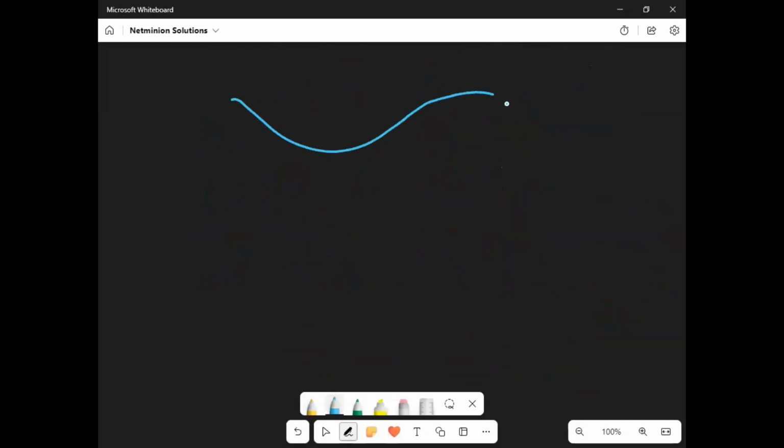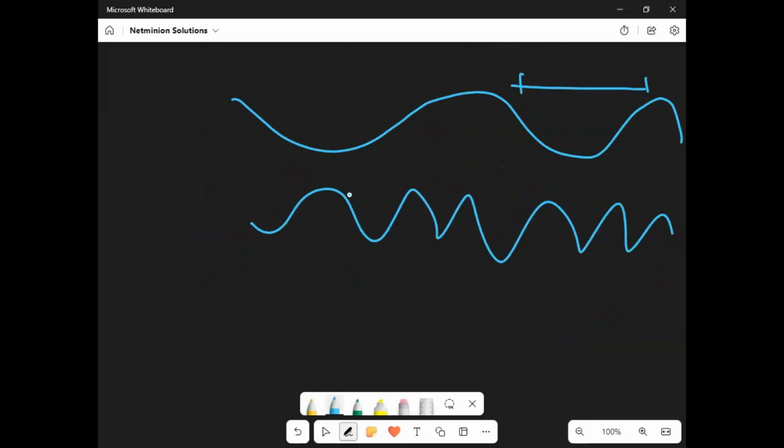Like if there is such kind of wave, this is wavelength. But if there is such kind of wave, this is wavelength. Distance between two consecutive points. If such is a wave, this is wavelength.